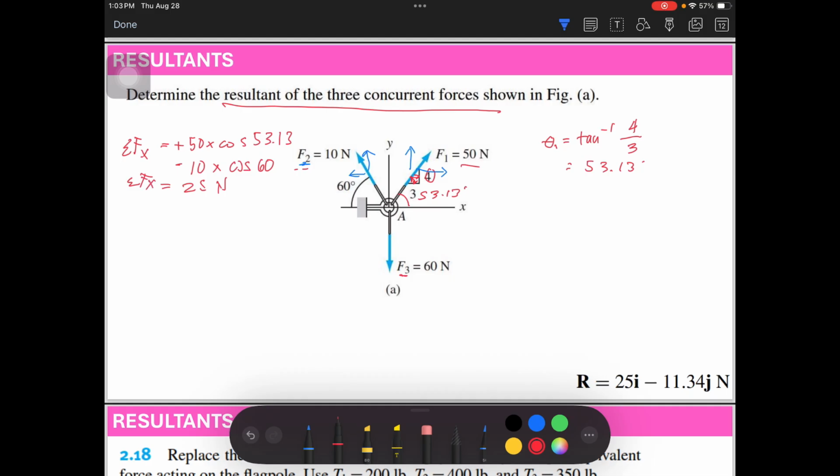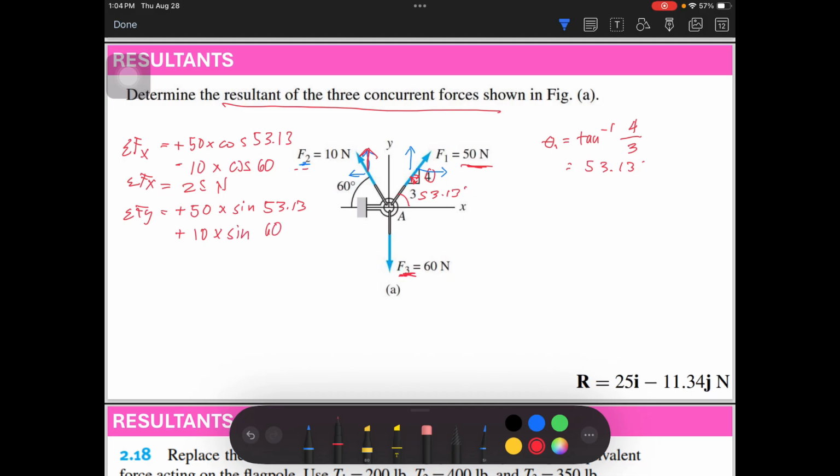So, next, summation naman ng mga Y. Summation ng Y natin is equal to, kay F1 may vertical component yan, and it is upward, so positive. F1 na 50 times sine its angle na 53.13. And then for F2, may vertical component din siya. So that is upward din. So positive 10 times sine 60 degrees.